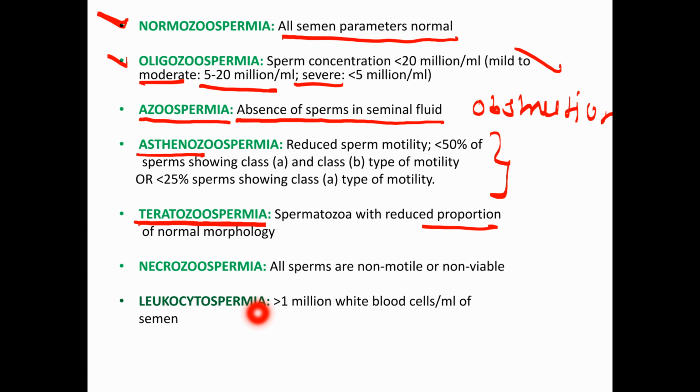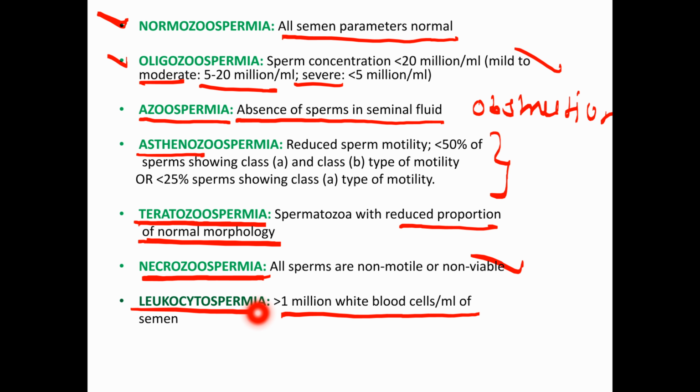Teratozoospermia is sperm with a reduced proportion of normal morphology, though there may be abnormal morphology like double head, coiled tail, or amorphous head. Next one is necrozoospermia. Sperm are present, but all the sperm are either non-motile or non-viable. Now next one is leukocytospermia. When the WBC count is more than 1 million per ml, we can call it leukocytospermia. So these are the normal terms which we generally mention in the report.